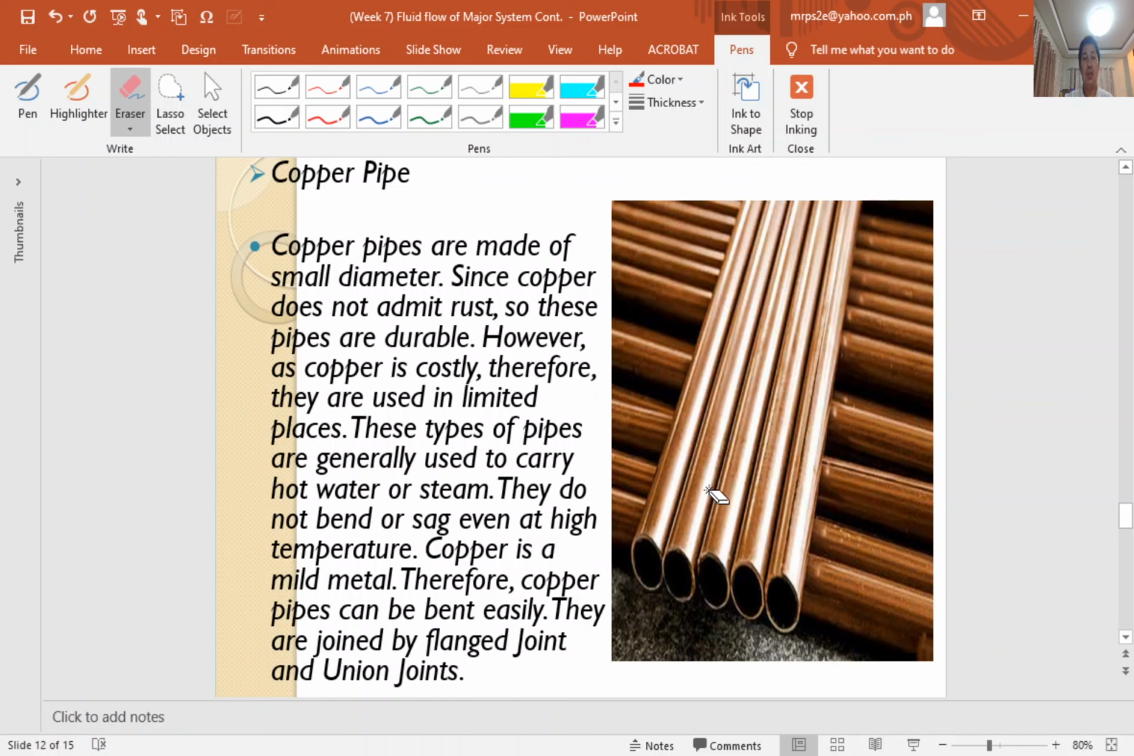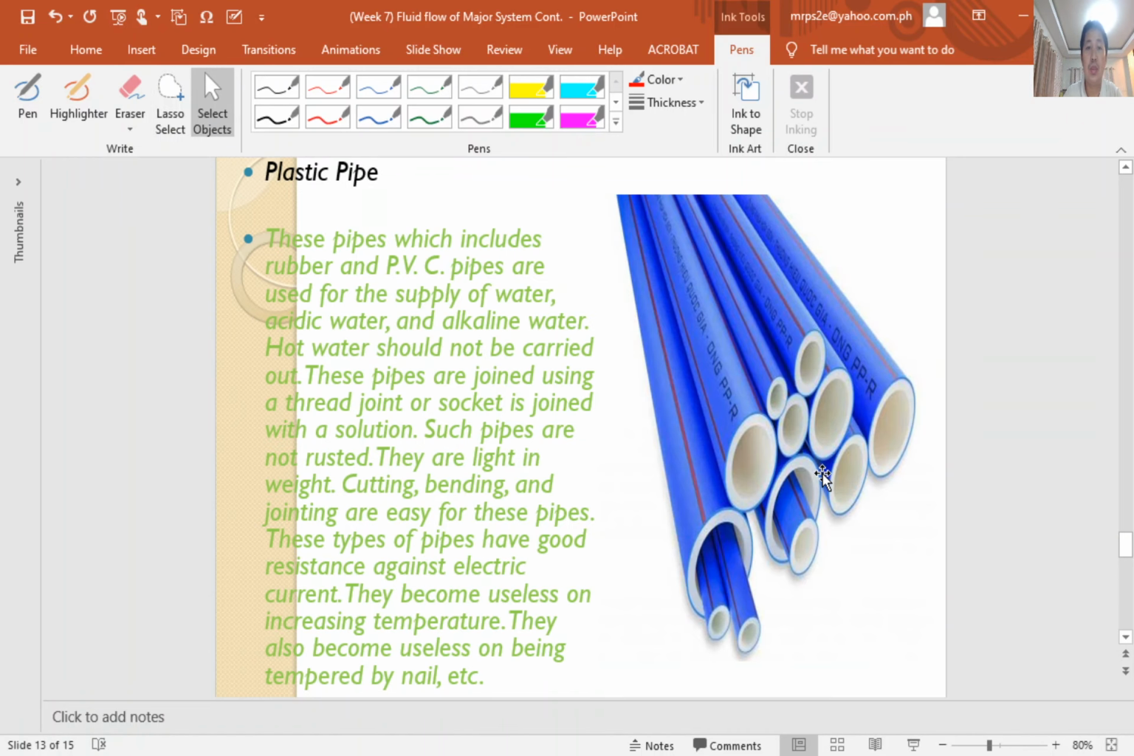So the disadvantage of this pipe is that it is an expensive or costly pipe. So this is copper pipe. Now we have here the plastic pipe. As you can see here, this is plastic.